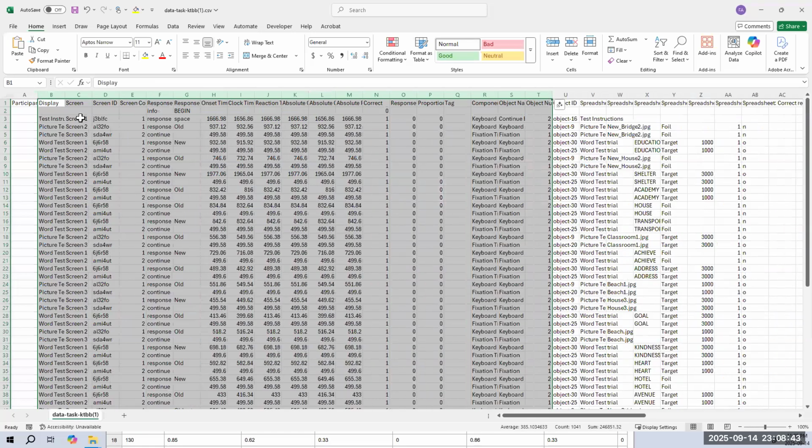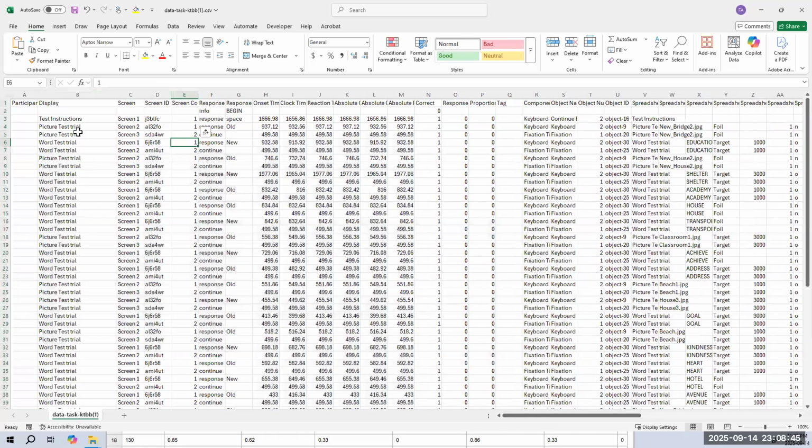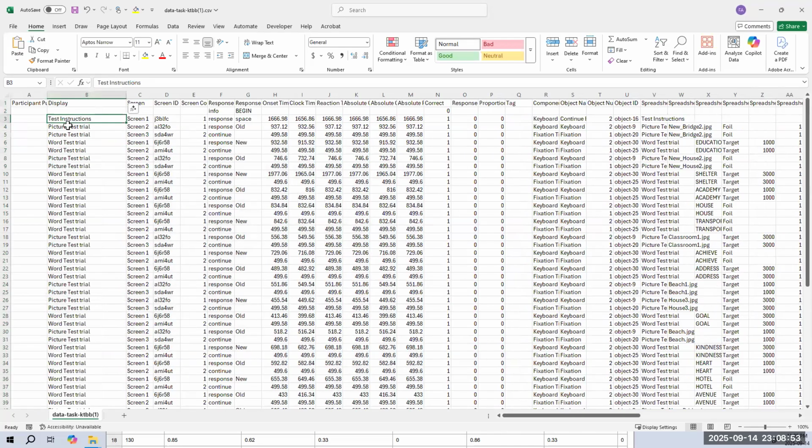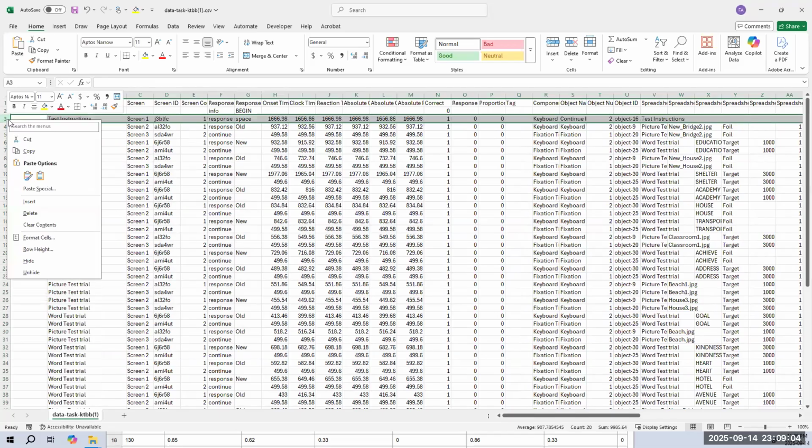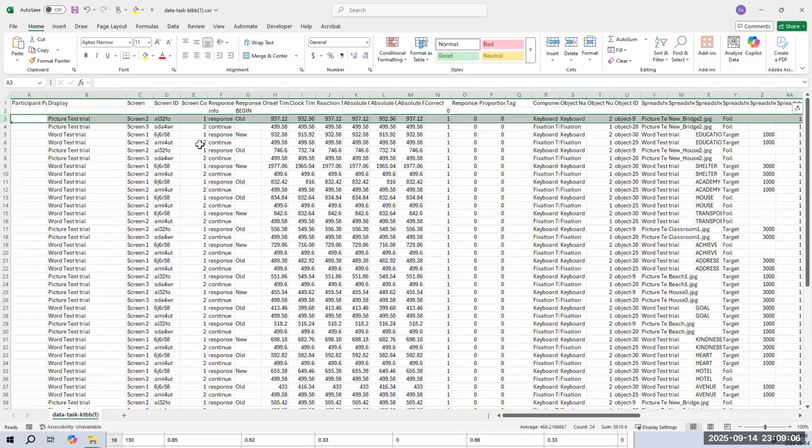And now we have the display, which is the test instructions, picture test trial, and then the picture test trial and the screen. This is important. Remember the display, which has the test instructions, right? So here you have screen and screen. But here, this is when it went to the space. So we don't need this row over here. We can take that out.